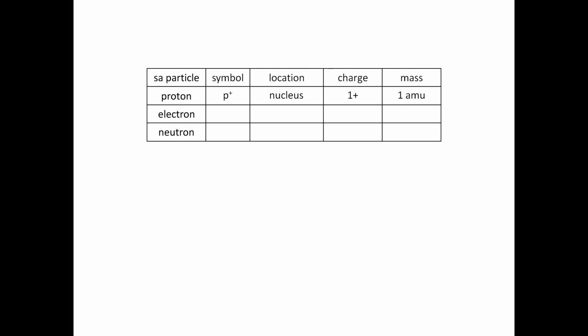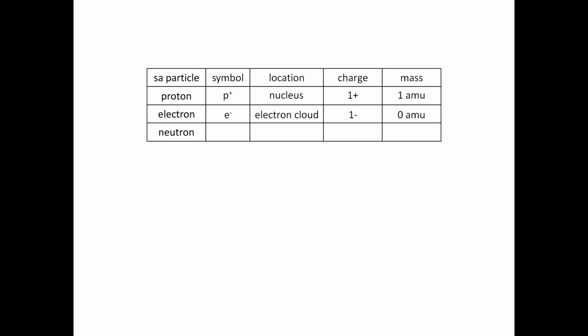The electron is symbolized with a lowercase e and a minus sign in the superscript position. And as we know, it is found in the electron cloud. Its charge is a 1 minus, so equal in magnitude to the charge of the proton, but opposite in sign. Its mass we give as 0 AMU. It does actually have a mass, but it's so small in comparison to the proton, it's negligible. The proton's mass is 1,830 times more than the mass of an electron. So it's just really not worth worrying about.